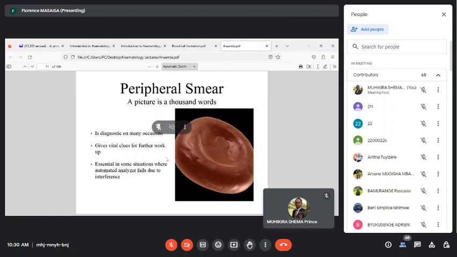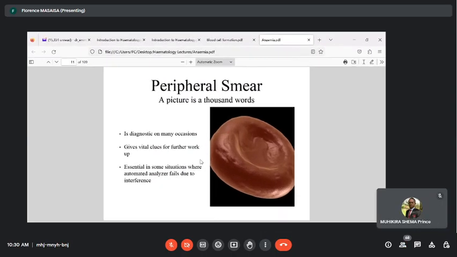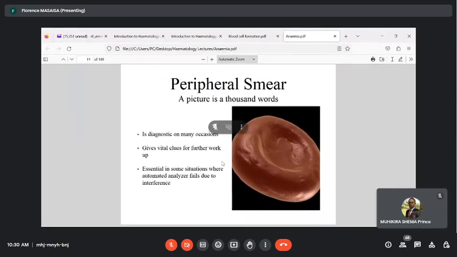As I said, let's say people may have platelet clumps in the EDTA tube. The automated machine may count that the platelets are few, but when you go to the peripheral blood film, that's when you realize that the platelets are clumped together. The machine cannot count those platelets. So it helps you to exclude platelet clumps.